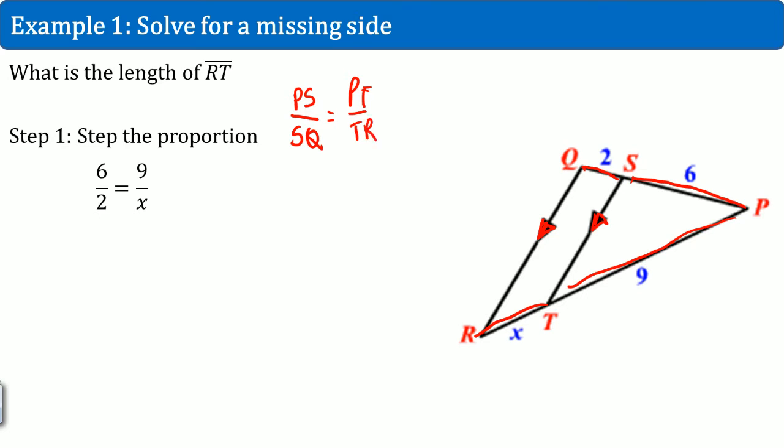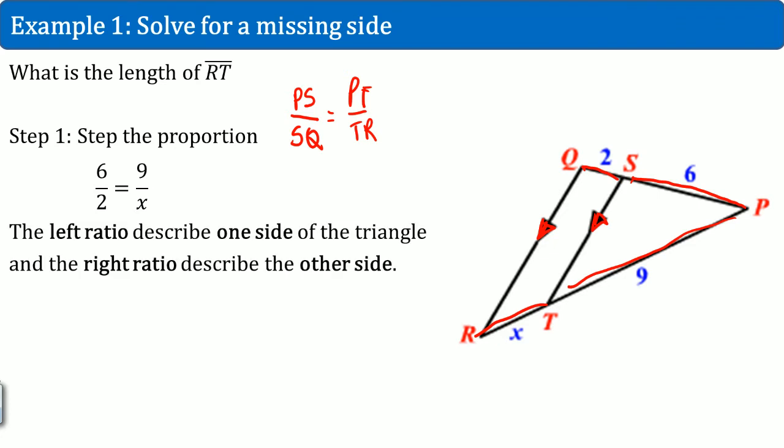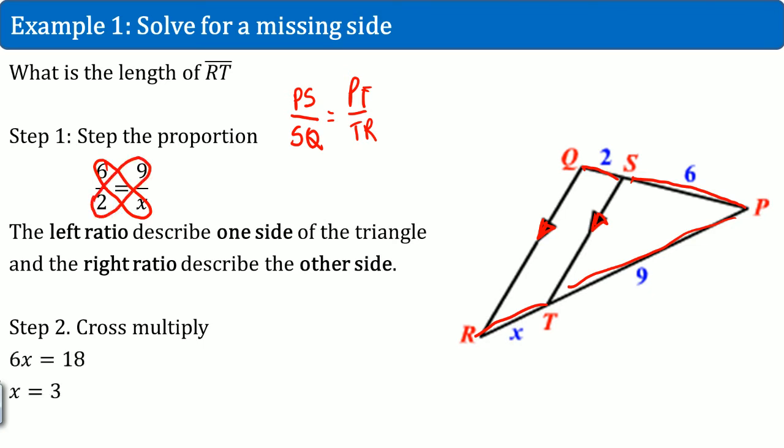Then next, the left ratio describes the left side of the triangle, and the right-hand side describes the right-hand side of the triangle. Now you can cross multiply. So 6 times x and 2 times 9. That's what it means to cross multiply. So 6 times x is 6x, 9 times 2 is 18. Then we divide by 6 on both sides. You get x equals 3.